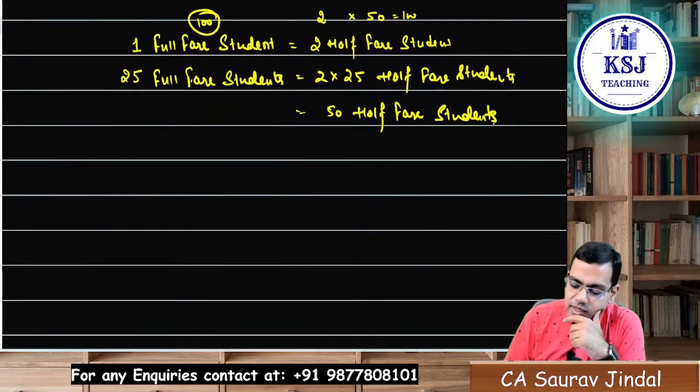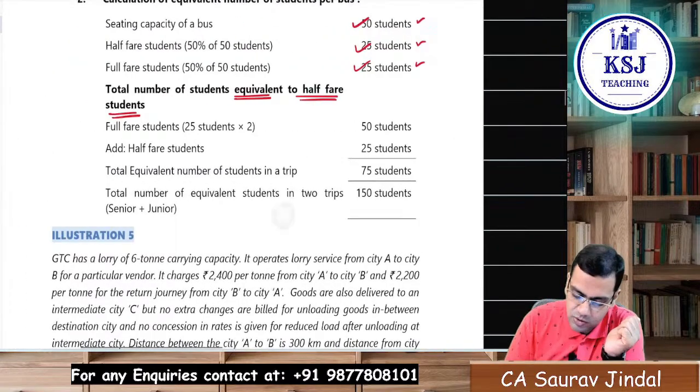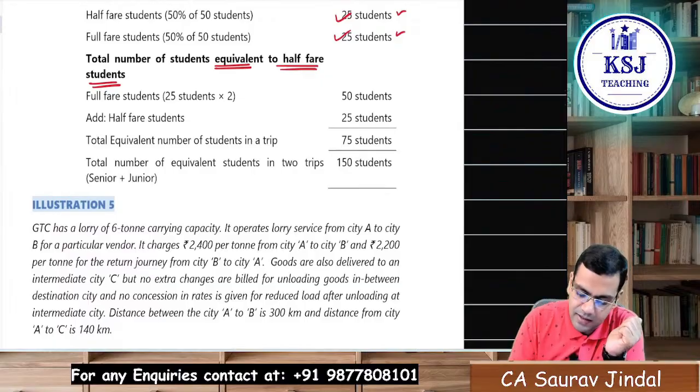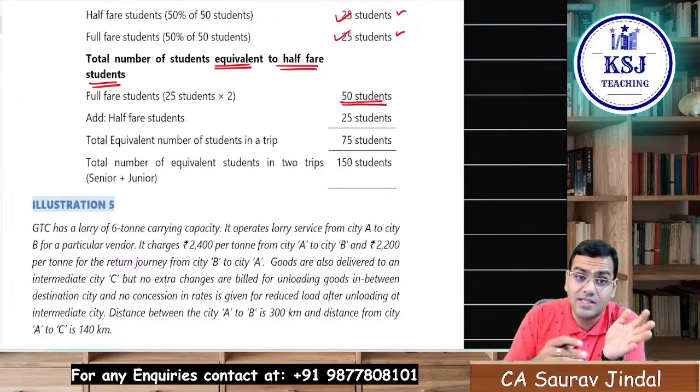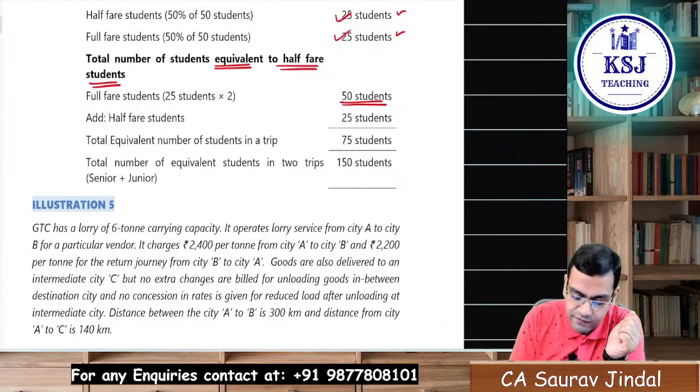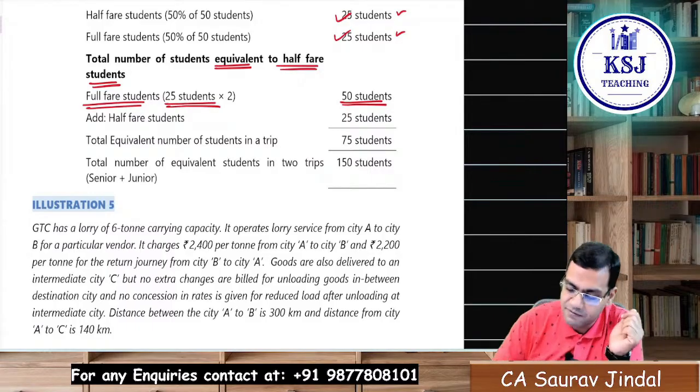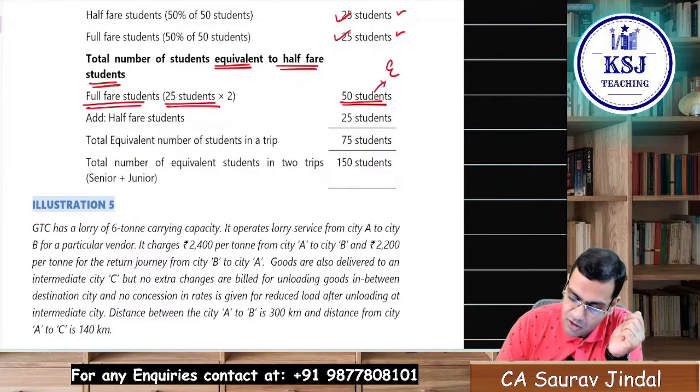25 full fare students is equal to 50 half fare students. So for the bus, that's what is done here. 50 students is the equivalent number of students. Full fare students 25 into 2 is the equivalent half fare students. What do we call them? We call them equivalent half fare students.